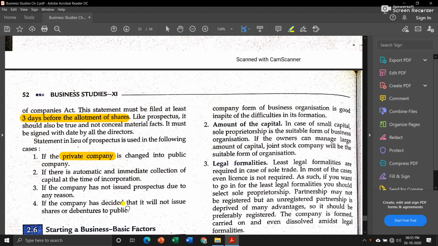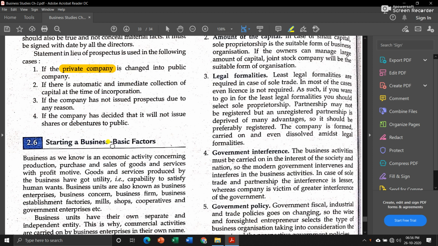Then if the company has decided that it will not issue shares or debentures to the public, that is, if the company themselves don't want to issue shares or debentures, then they don't need to prepare a prospectus, but they have to submit the statement in lieu of prospectus with the registrar of companies.